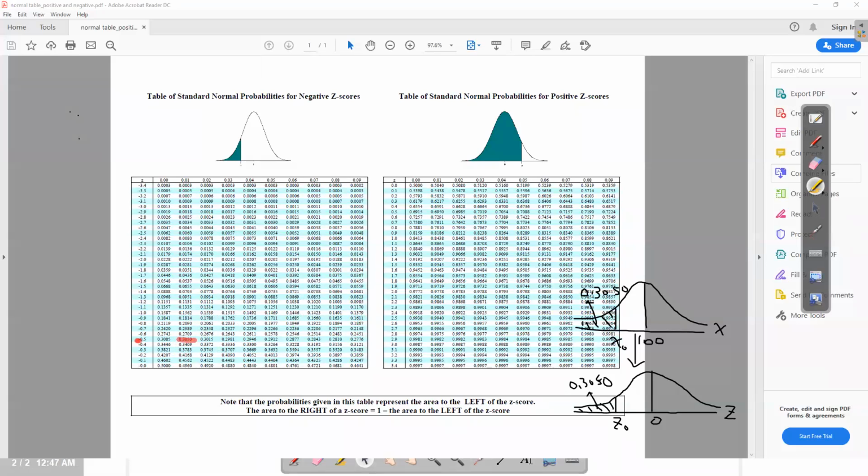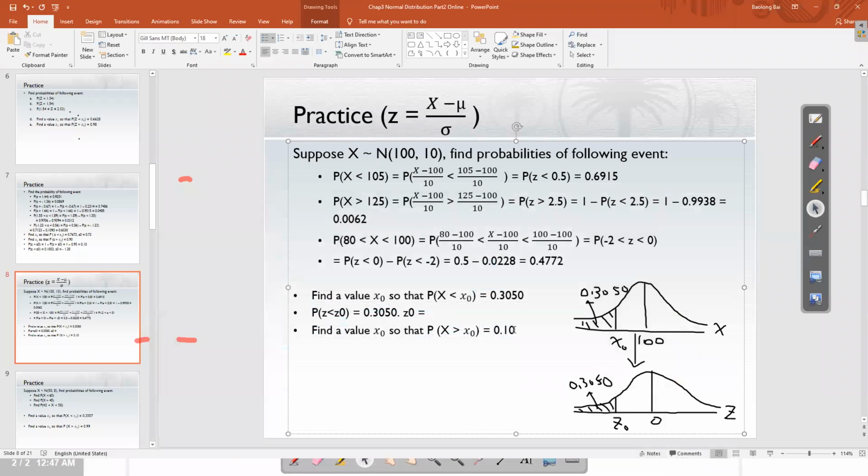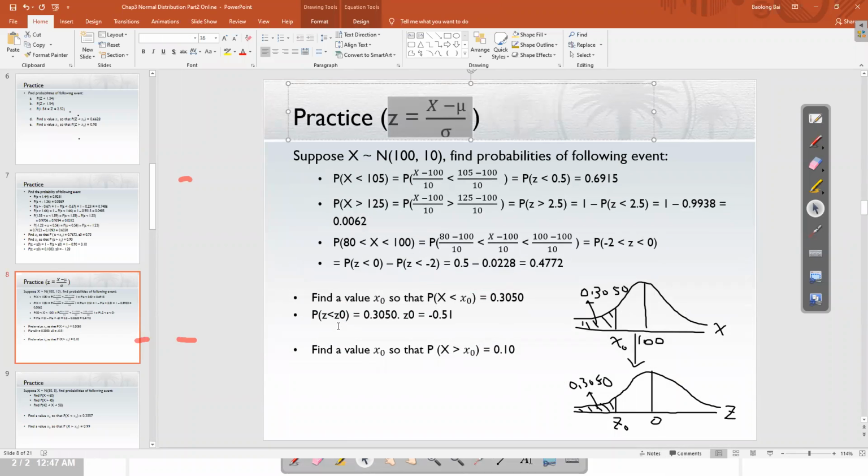The corresponding z-score is negative 0.51, right? So we found the z-score as negative 0.51. And now we found a z, but we need to find x, right? So here is the additional step we need to do. We need to convert the z-score into x-score. And how do we convert it? From the formula right here.